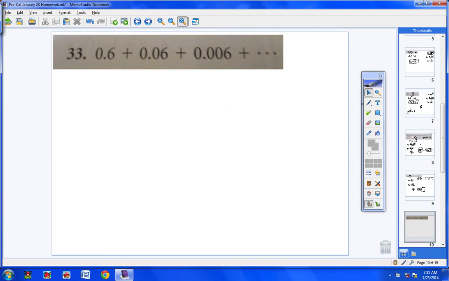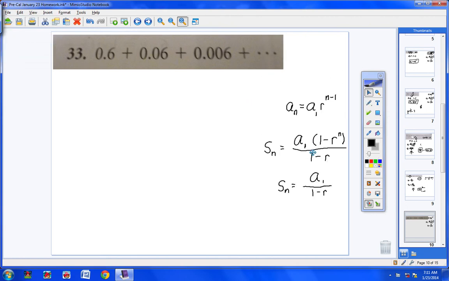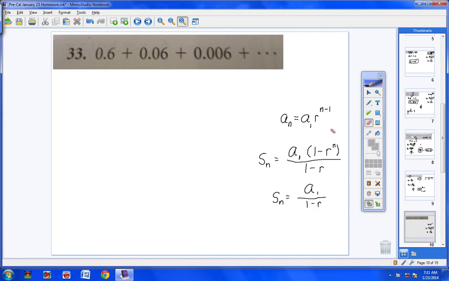Okay, students, on number 9, we're going to find the sum of this infinite geometric series. And the reason I know it's infinite is they don't tell us how many terms we're adding, okay? So, first of all, let's find our common ratio. If you take this term here and divide it by this term here, or if you take this term here and divide it by this term here, you will get 0.1. So what you're multiplying over and over here is 0.1.